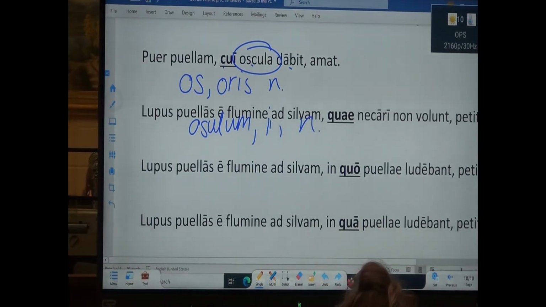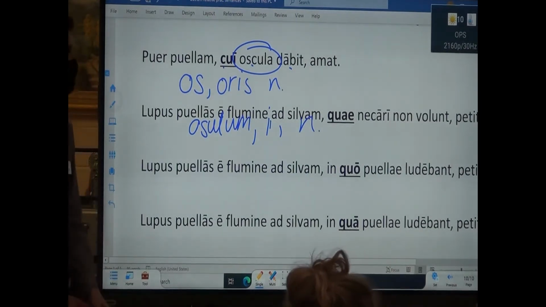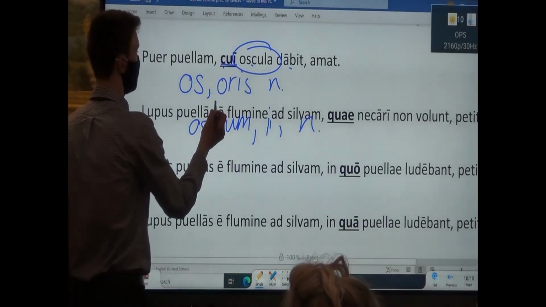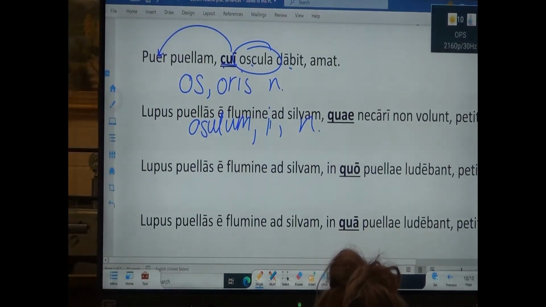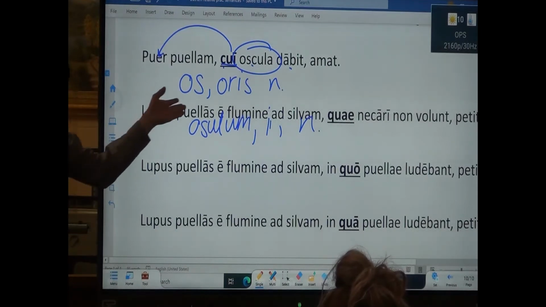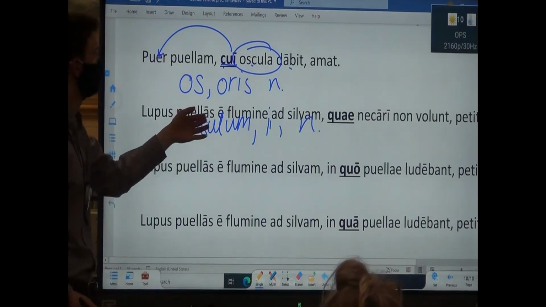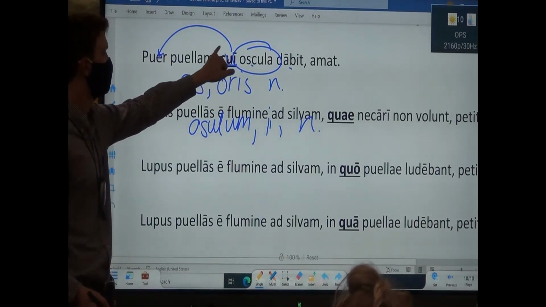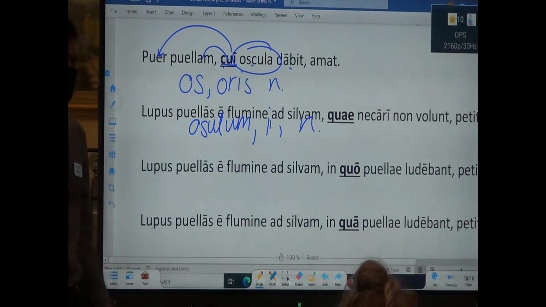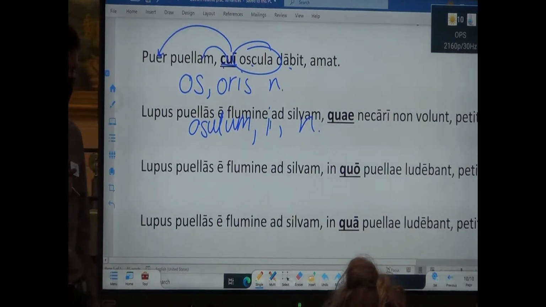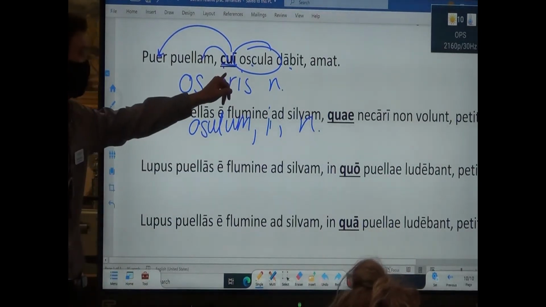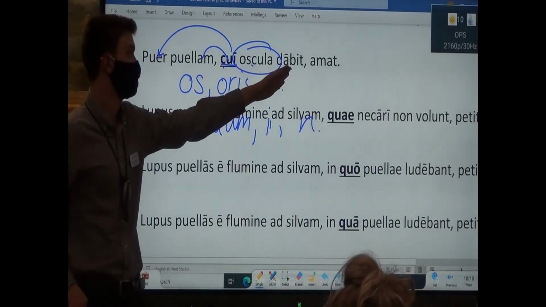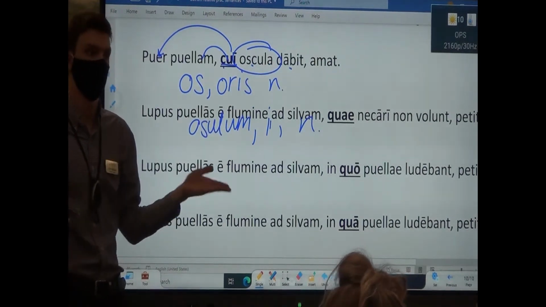Okay. So, do you have any questions on that one? Do we see how qui refers back to puer? Because it just makes sense in the sentence: he loves her. But technically, it could also refer back to puellam, because it's singular. And qui has no real gender, it's all three across. So it could also be the girl that would give kisses to the boy. So it could be either or.